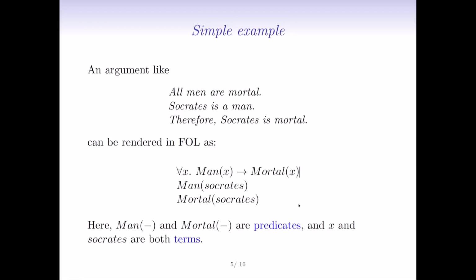So yeah, here we have two predicates, man and mortal, and in this example we have two terms. We have the variable x, which is used to make the quantified statement at the top, and we have Socrates, which is a constant.